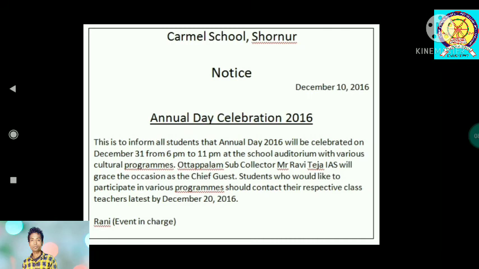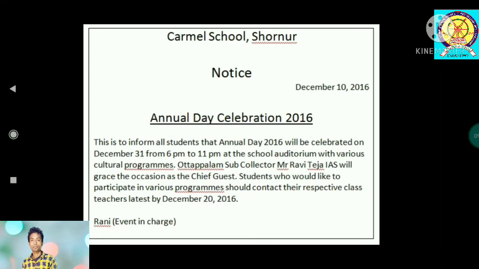So we can see here the notice is about the annual day celebration, written on the date December 10, 2016. In the body part, this is to inform all the students that the annual day celebration 2016 will be celebrated. It is written in passive form, and this information is given to the students by Rani, the event in charge. This way we have to make or prepare a notice.